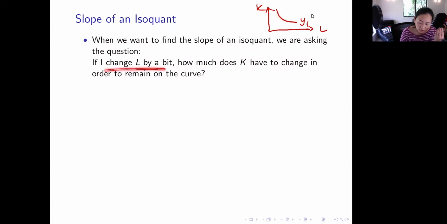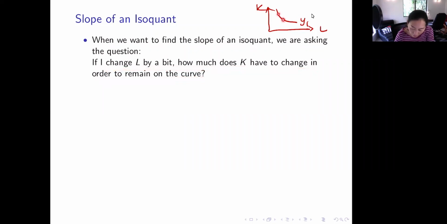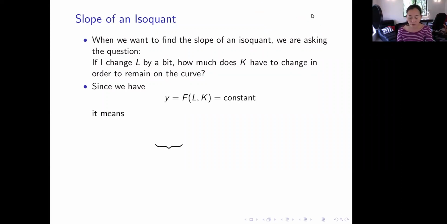If I change L by a bit, how much does K have to change in order to remain on the curve, or in order to produce the same amount of output, right? If I increase L a bit, how much does K have to change? So that is slope. How much K needs to change so that I still can produce the same amount of output, or remain on the same curve. So we have the production function, or the output has to be constant.